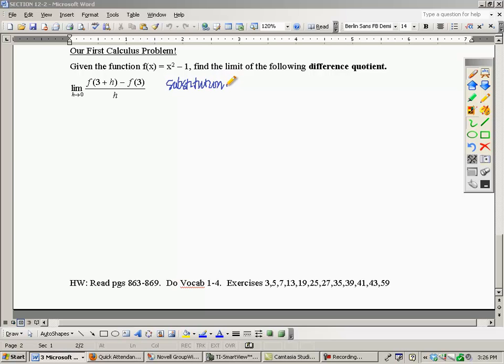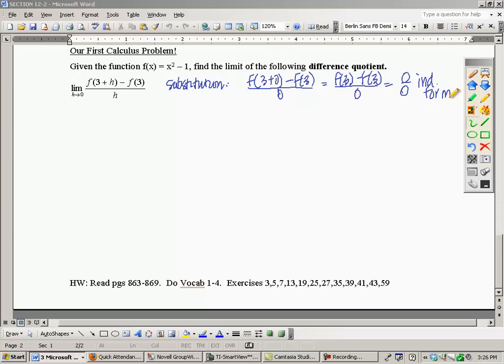I plug in a 0, f of 3 plus 0 minus f of 3 all over 0. Well, I get f of 3 minus f of 3, which is just 0. So 0 over 0 says I have an indeterminate form. I'm running out of room, so I'm going to shorthand that. Okay, so if that doesn't work, then we actually have to use the function that's there. So here's what we do. Let's go back to our difference quotient.